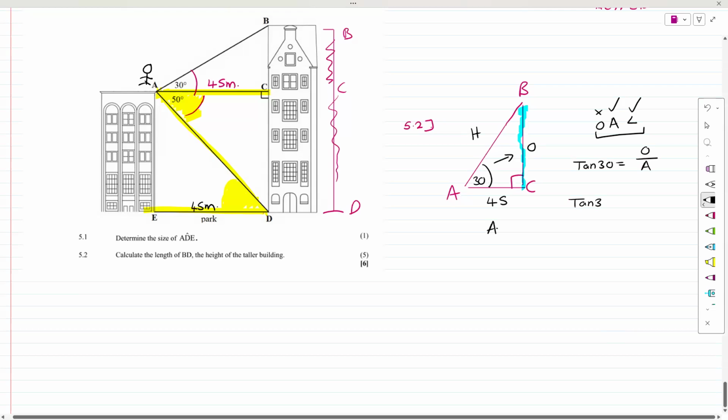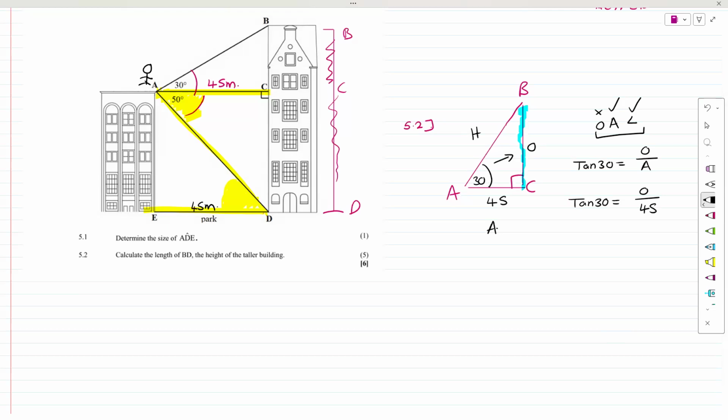Tan of 30 equals O over 45. 45 times tan 30 equals O. And if we deal with this, 45 times tan 30 should be 25.98. Okay, so this is 25.98 meters.